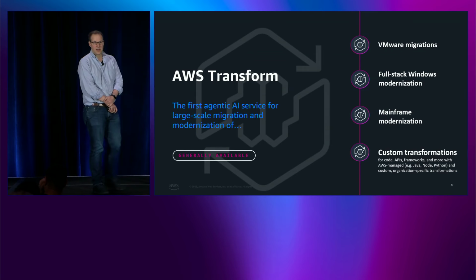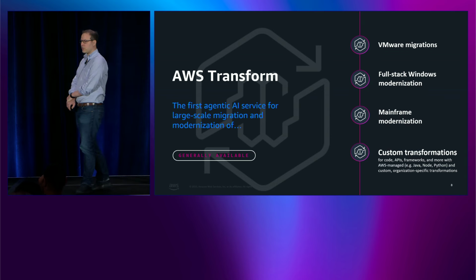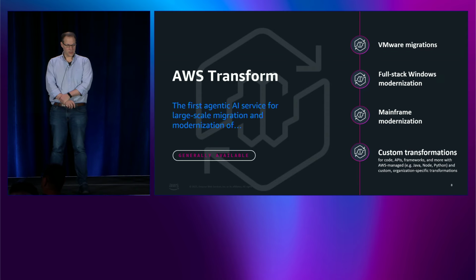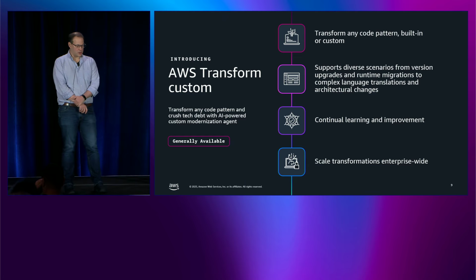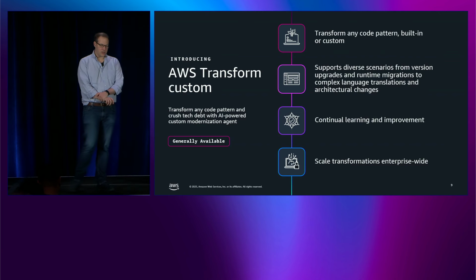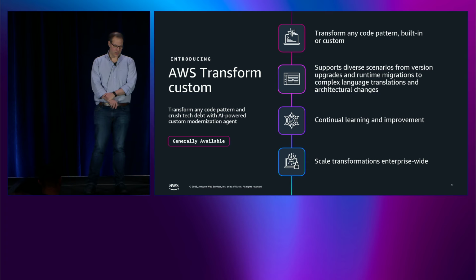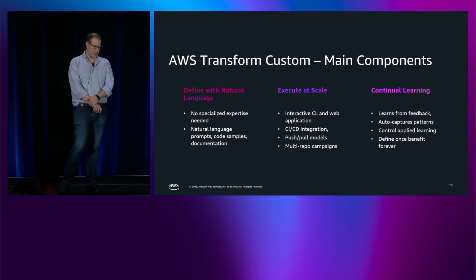Let's take a step back. In May, we GA'd AWS Transform, supporting modernization workloads specifically for VMware migrations, full stack Windows modernization, and mainframe. Yesterday, we launched AWS Transform Custom. This is a product that allows you to transform any code pattern. It has built-in transformations, or you can create your own. It supports diverse scenarios like version upgrades and runtime, up to language transformations. It does have continual learning and improves, and it scales transformations to enterprise-wide scale.